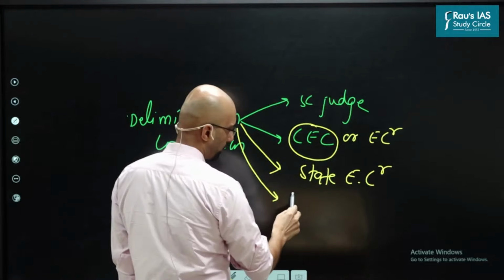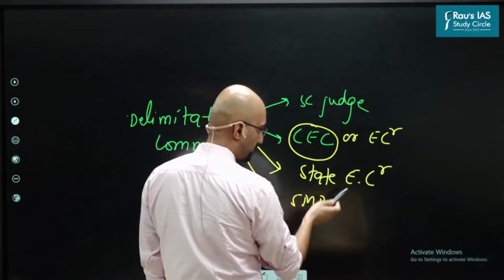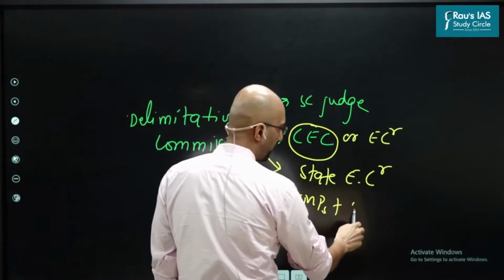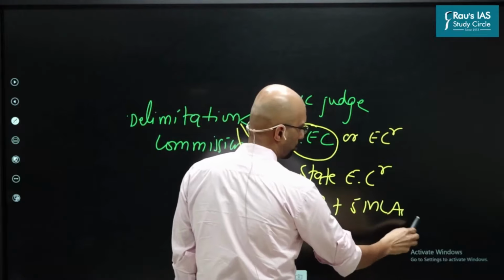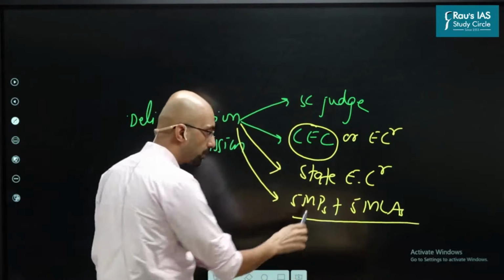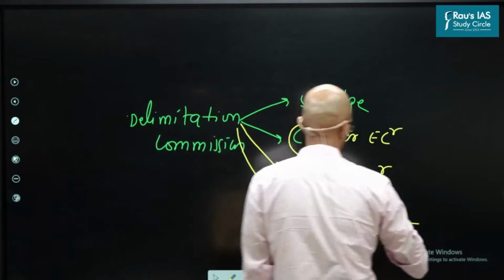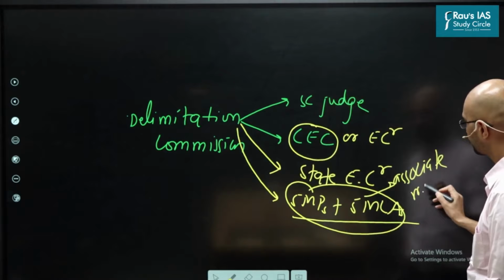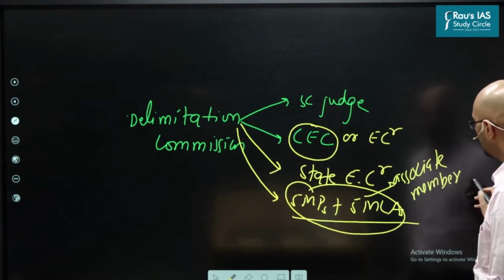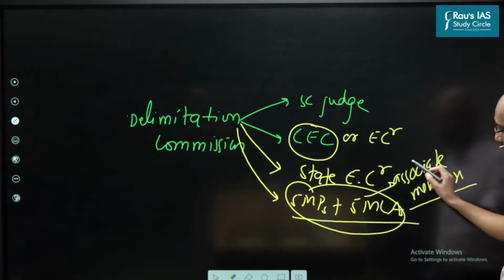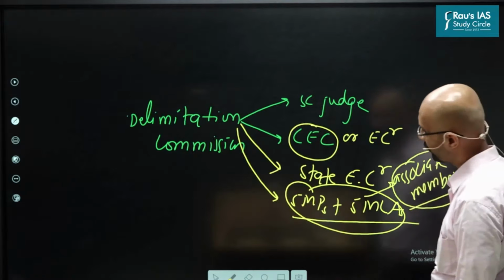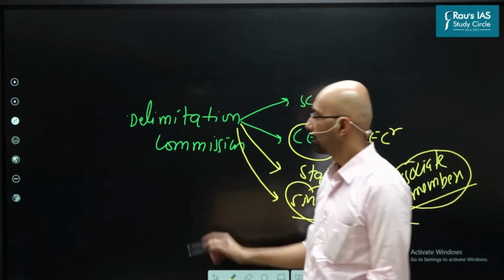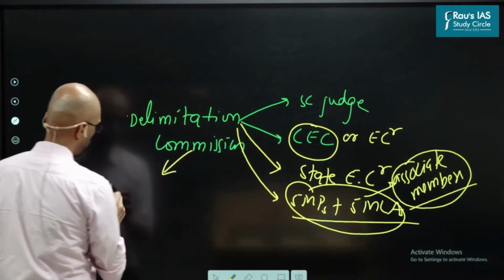Also, please note that 5 MPs of the same state where the commission is doing the exercise of delimitation and 5 MLAs of the same state also act as associate members of the delimitation commission. These members only act as observers and they do not have voting rights in the working of the Delimitation Commission. This commission gives its report to the President.